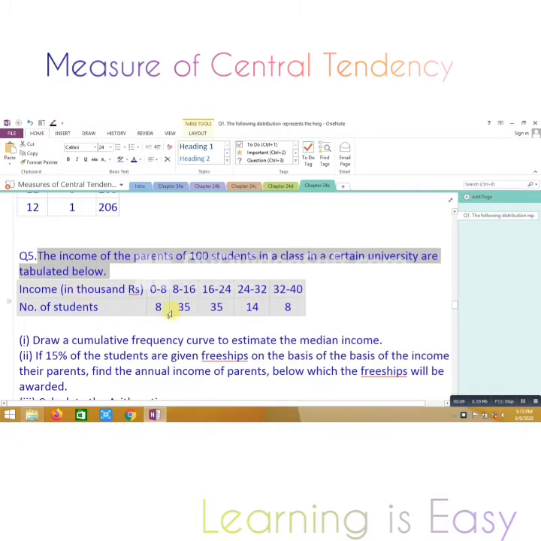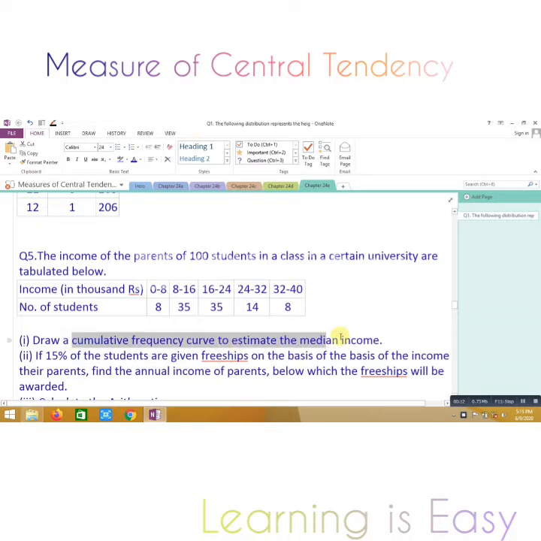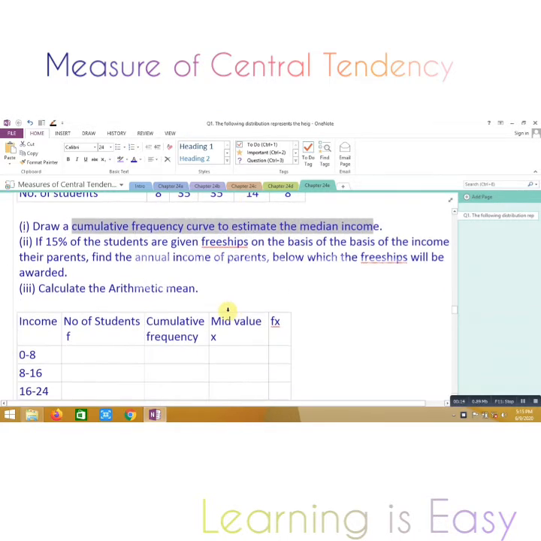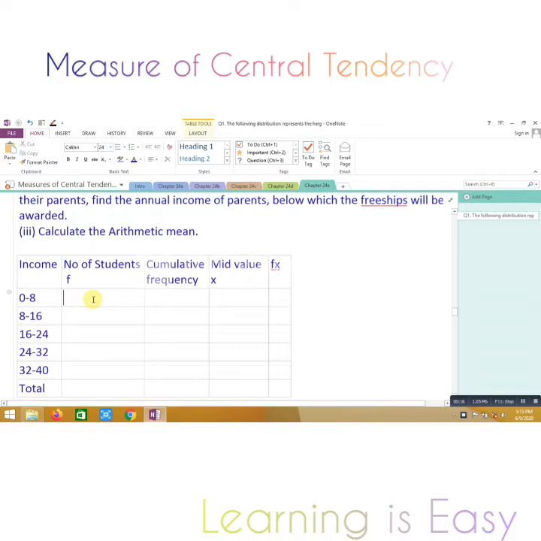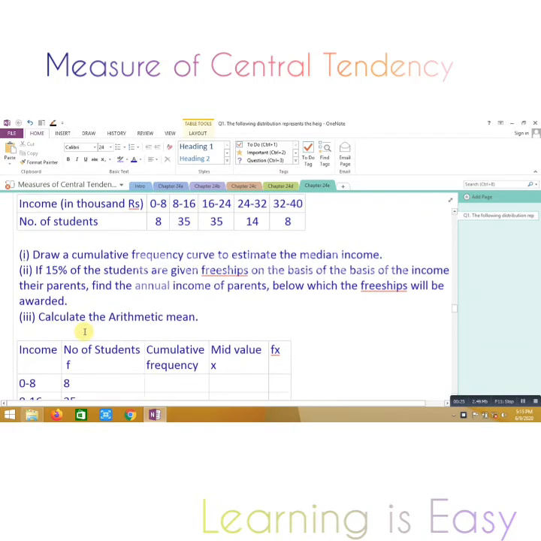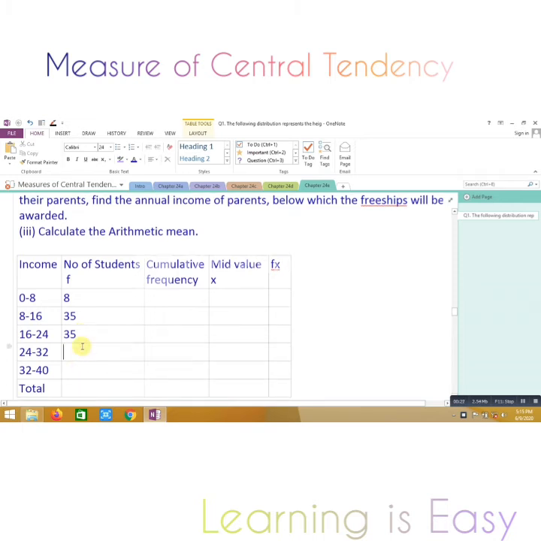Next question 5. Income of parents of 100 students are listed. We need to find the cumulative frequency curve graph. So the number of students is given in the question itself: 8, 35, 35, 14 and 8. This is in the question itself. We need to find the cumulative frequency, mid value and fx, because we need to calculate the arithmetic mean also.